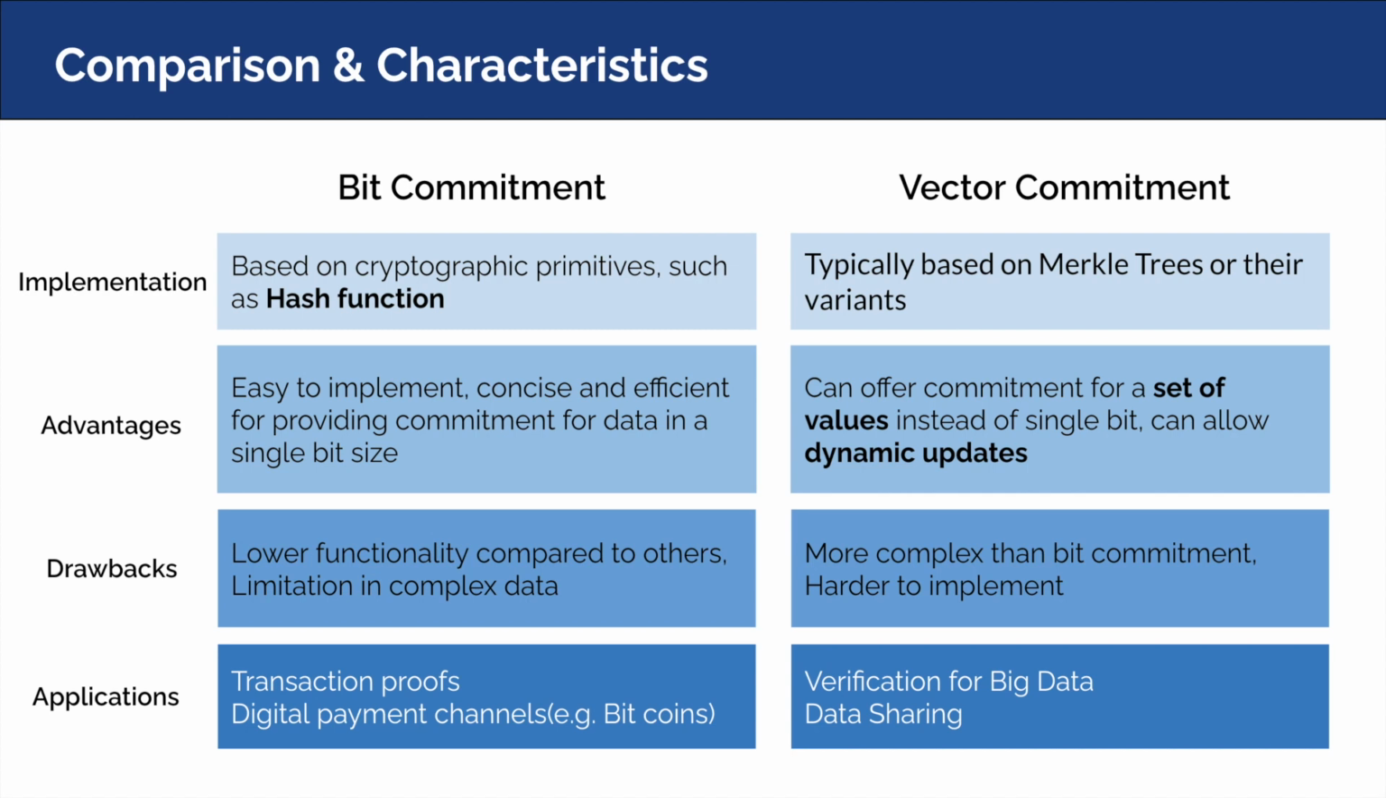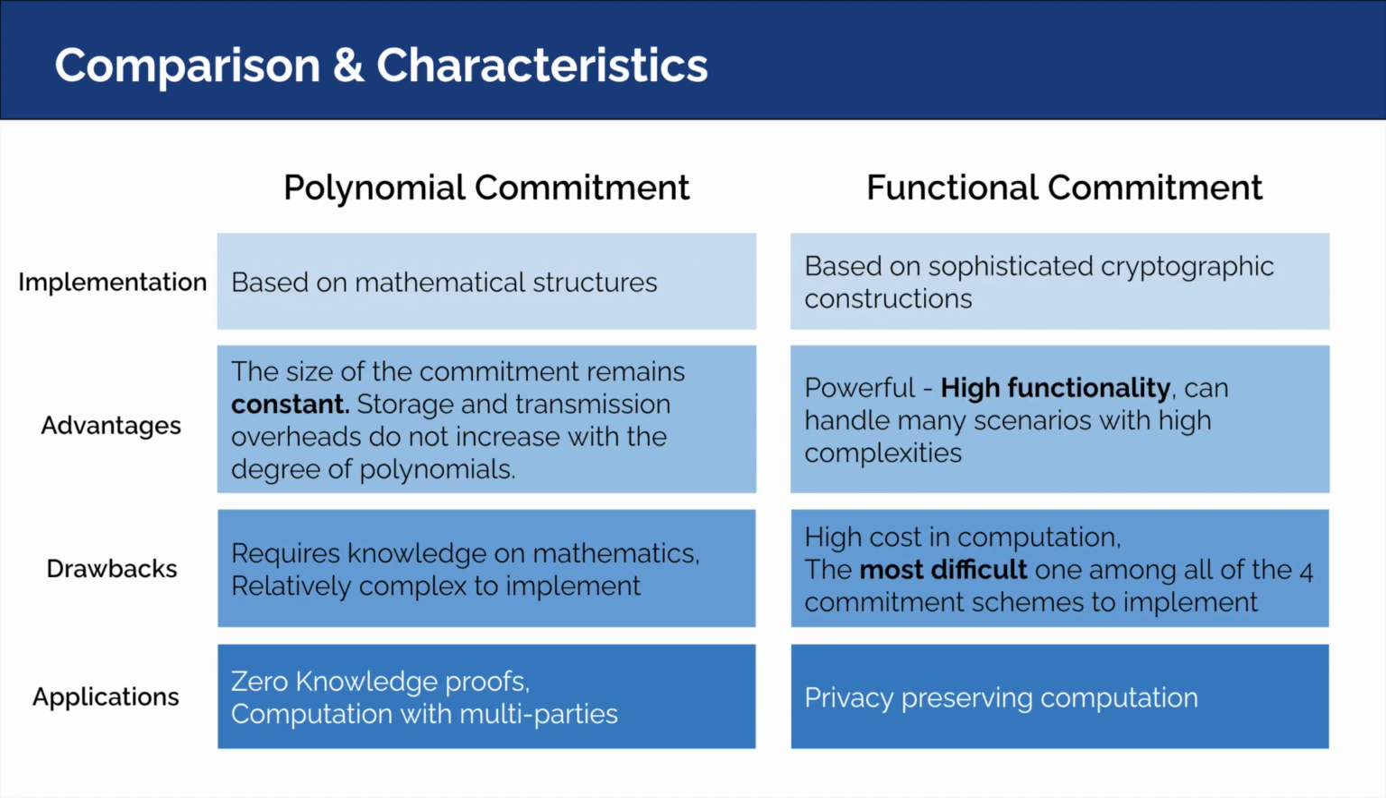Bit commitment is concise and easy to implement but has low functionality, as it offers commitment only in bit units. It is widely used in transaction proofs and digital payment channels such as Bitcoin. While vector commitment supports commitment for a set of values and allows dynamic updates, it is relatively more complex and harder to implement. It is widely used in big data verification and data sharing. Polynomial commitment is based on mathematical structures and enables commitment costs to remain constant without impact from degrees. It is widely used in zero-knowledge proofs and multi-party computation.